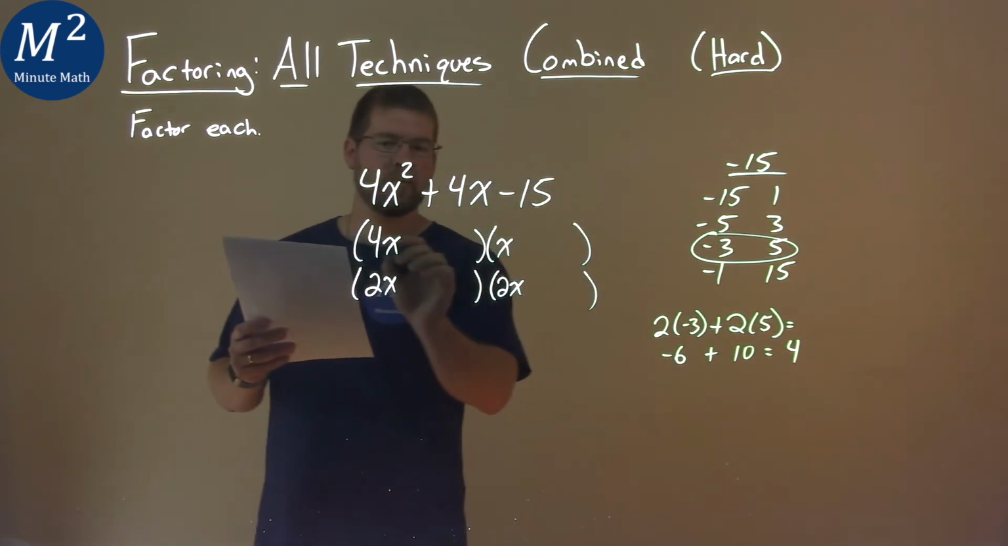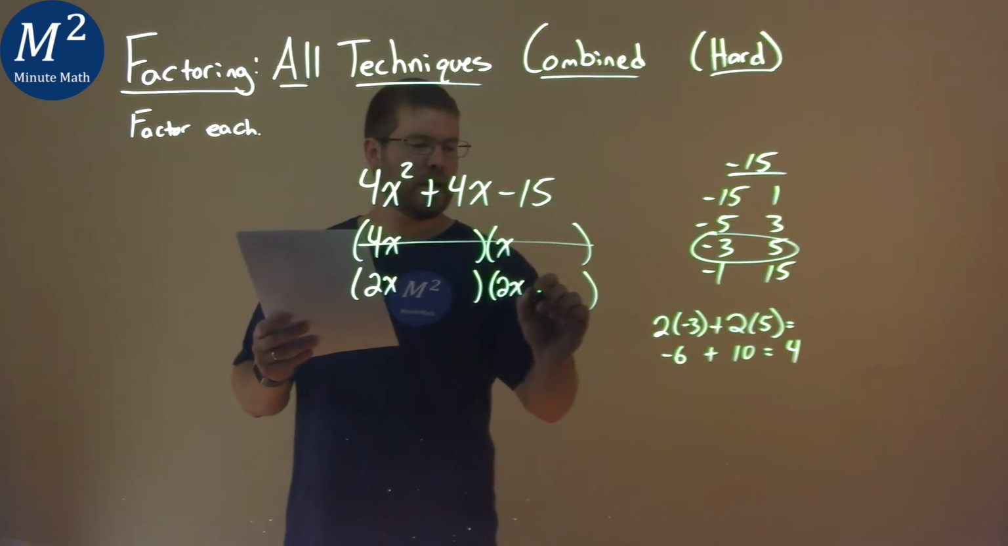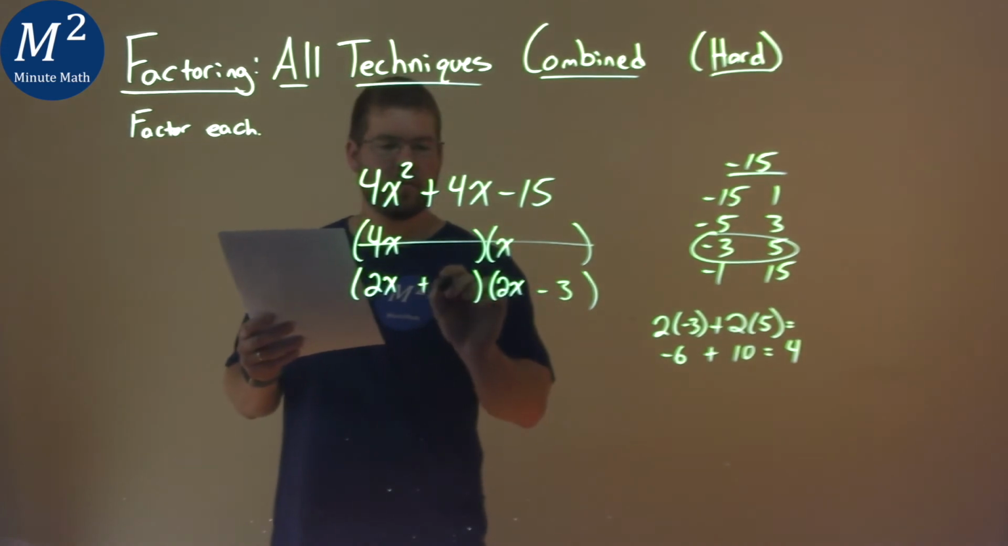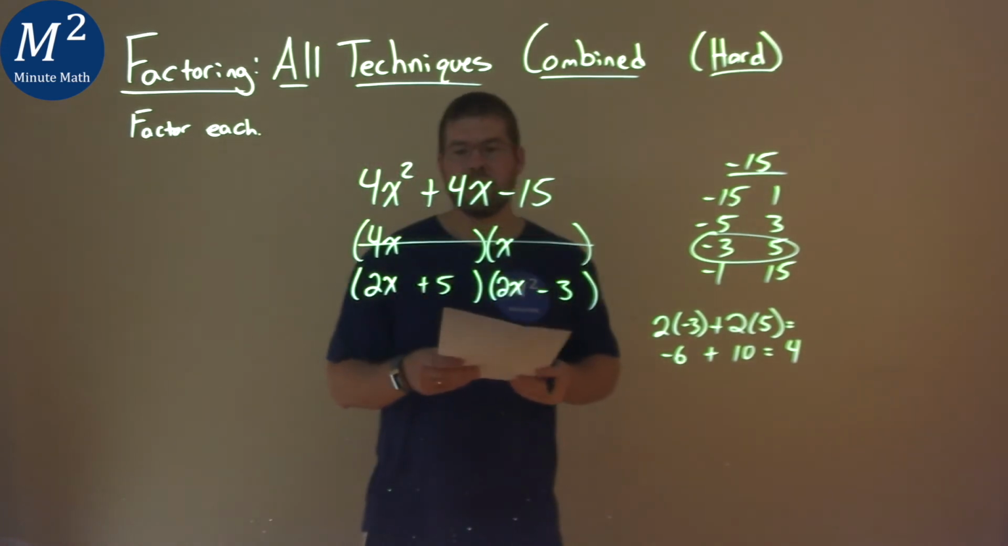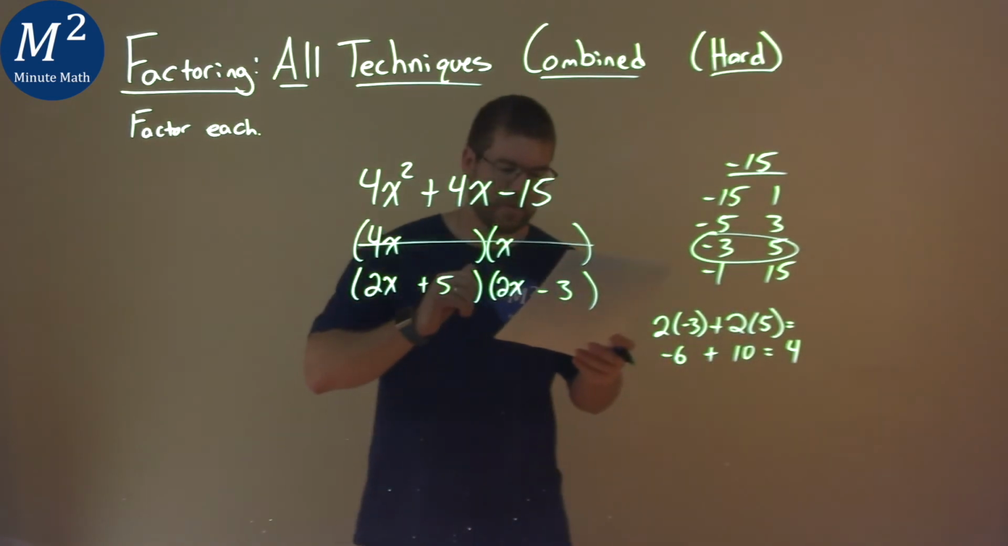So we ignore the first part here, and we're going to use a 2x and a 2x. 2x gets multiplied by the negative 3, and that 2 gets multiplied by the 5. And so our final answer here is, well, just 2x plus 5 times 2x minus 3.